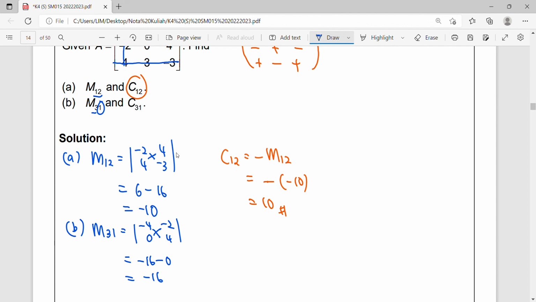Meanwhile for cofactor, we put in positive or negative for that position. So 3, 1 position is positive. It will equal positive minor 3, 1. So from here we can see, if we want to get cofactor, we must have the minor first. We can't directly get the cofactor, because cofactor depends on our minor, whether the position is positive or negative only.